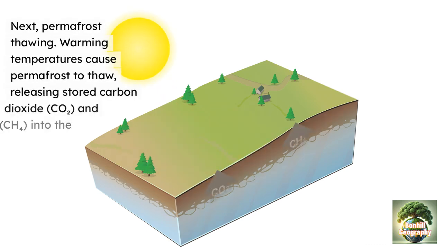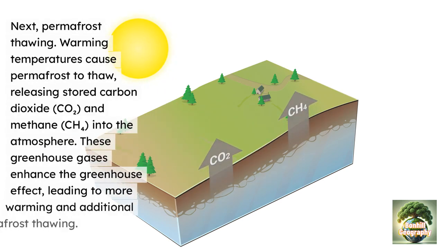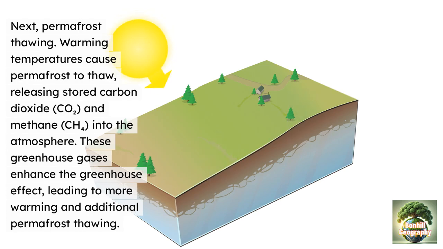Next, we have permafrost thawing. Warming temperatures cause permafrost to thaw or melt. This releases stored carbon dioxide and methane into the atmosphere. These greenhouse gases enhance the greenhouse effect, leading to more warming and additional permafrost then melting, creating, again, a positive feedback loop.